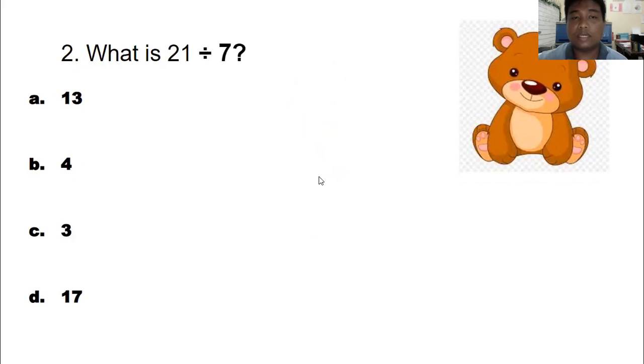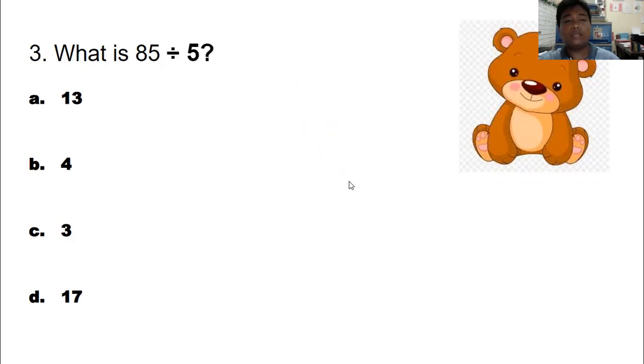Now this one, what is 21 divided by 7? This is very simple. We could see this in the multiplication table. What's your answer? Okay, the answer to that is 3, because 3 times 7 is 21, and 7 times 3 is 21.